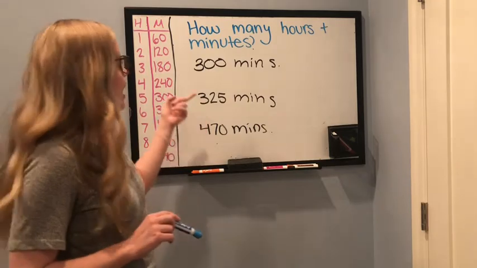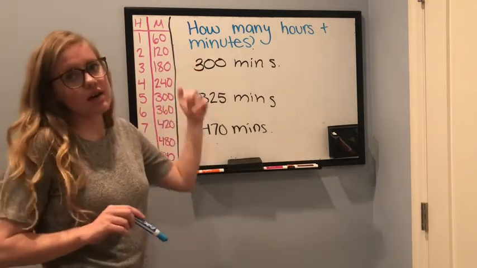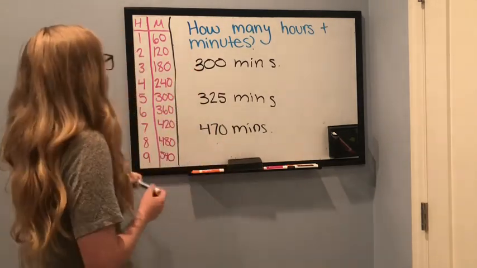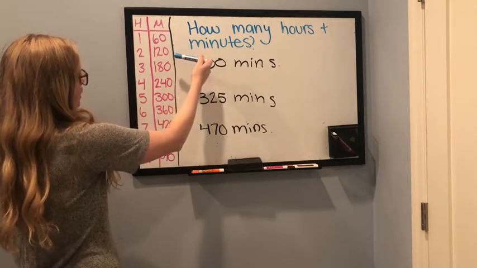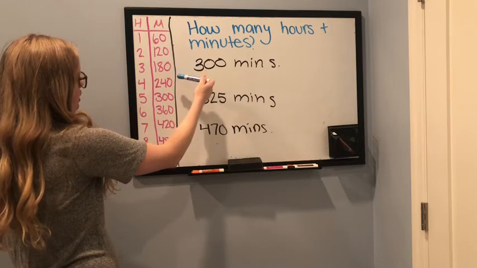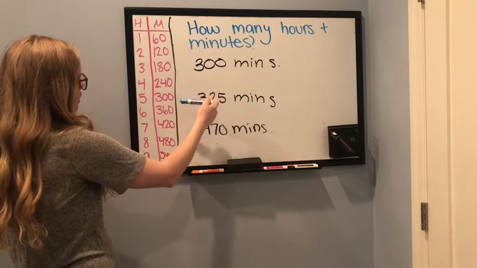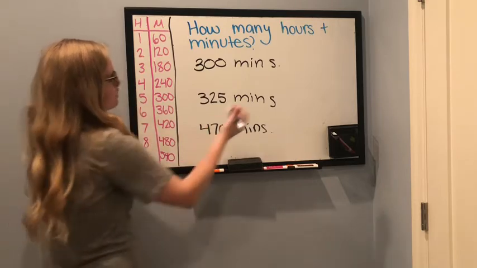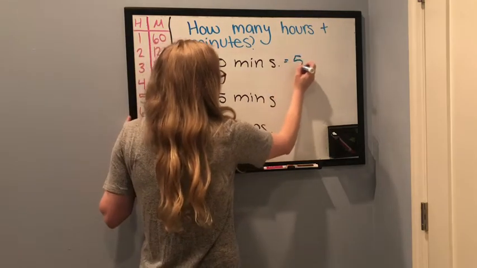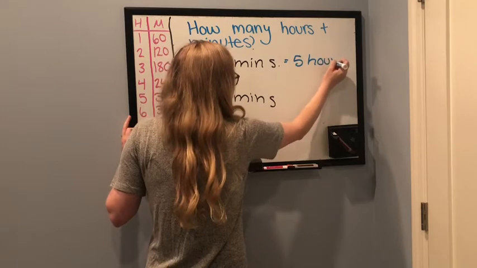Let's see. How many times does 60 go into 300? Let's use our cheat sheet. 60, 120, 180, 240, 300. Perfect, right on the nose. So we know that 300 minutes is 5 hours.